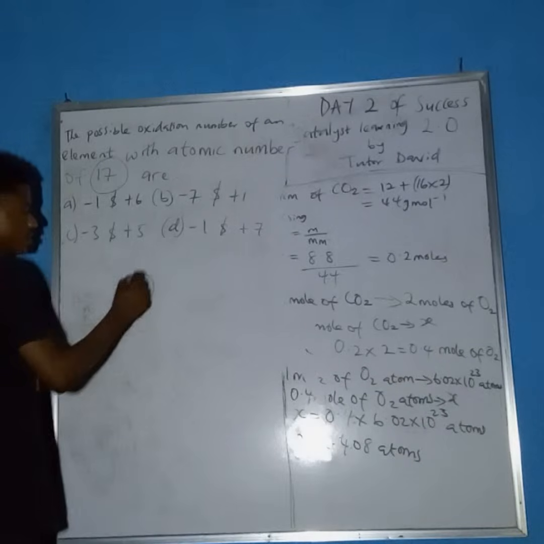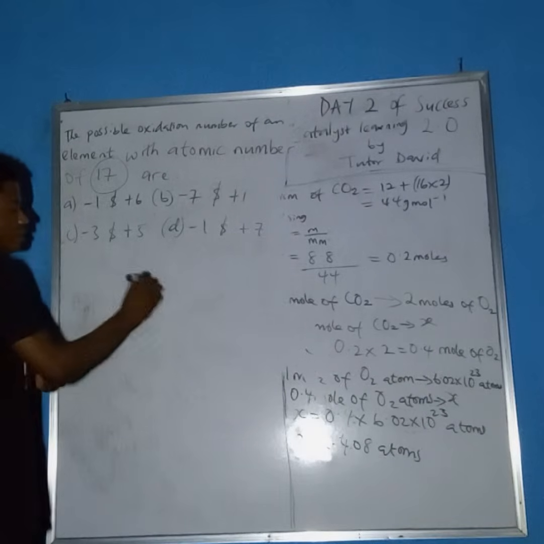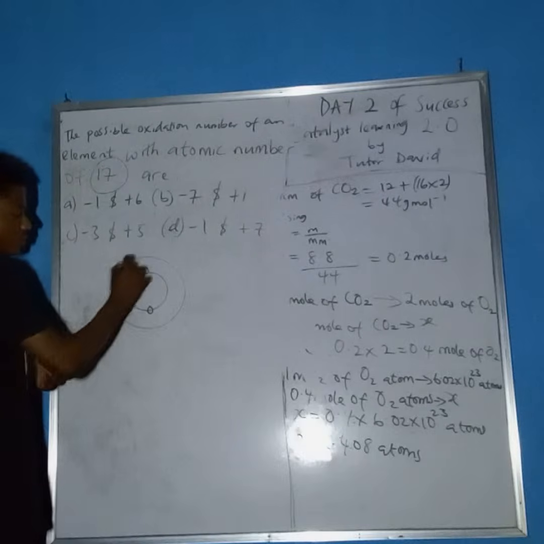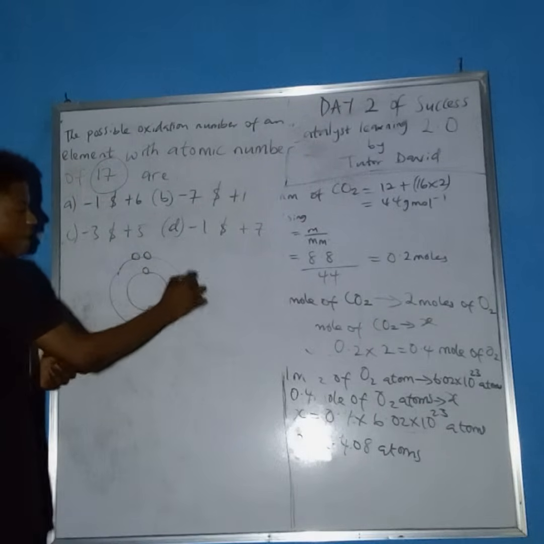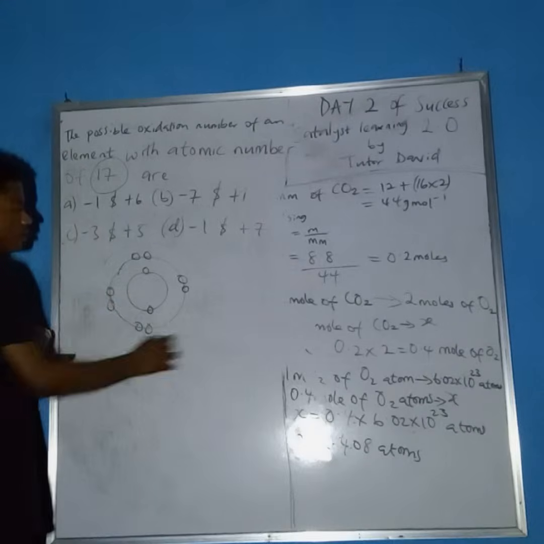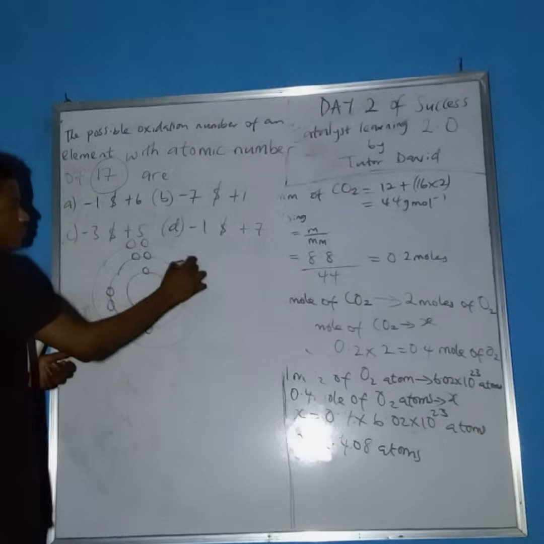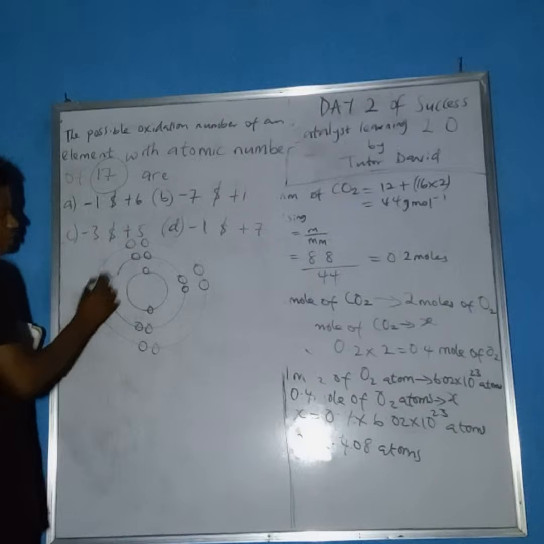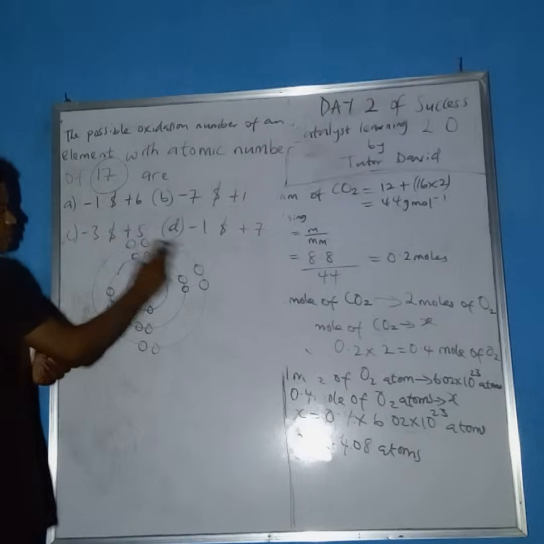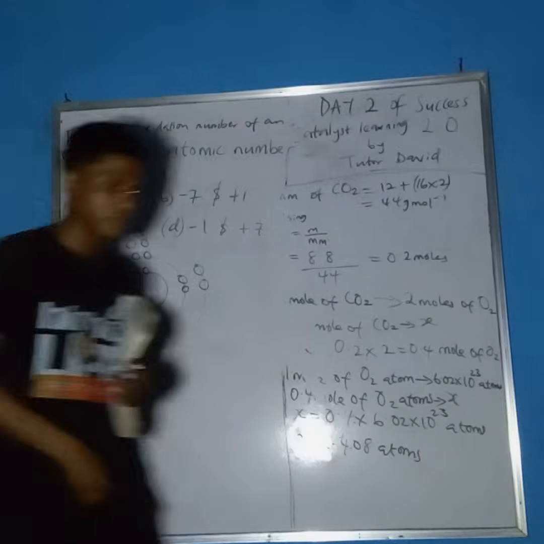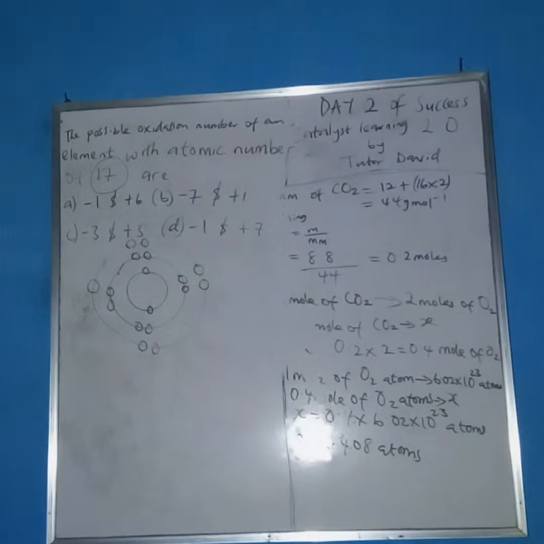So we can draw the structure here. For 17 electrons, we have it like this. This is how we draw it. 1, 2, 3, 4, 5, 6, 7, 8, 9, 10, 11, 12, 13, 14, 15, 16, 17. All right, 17.